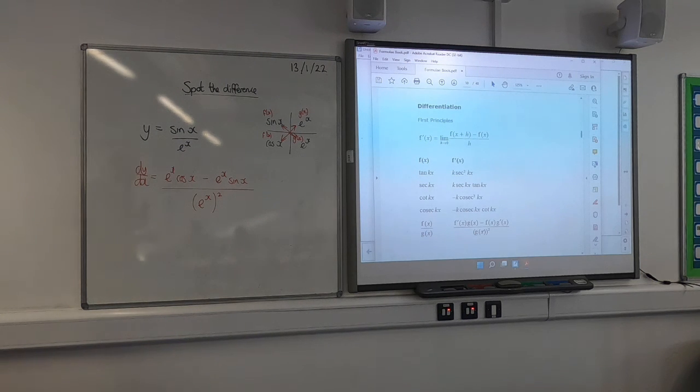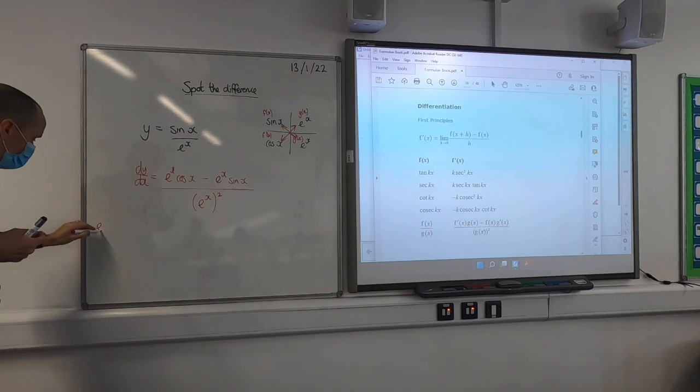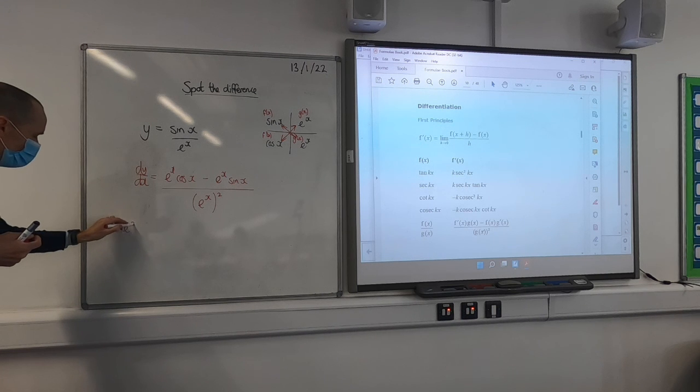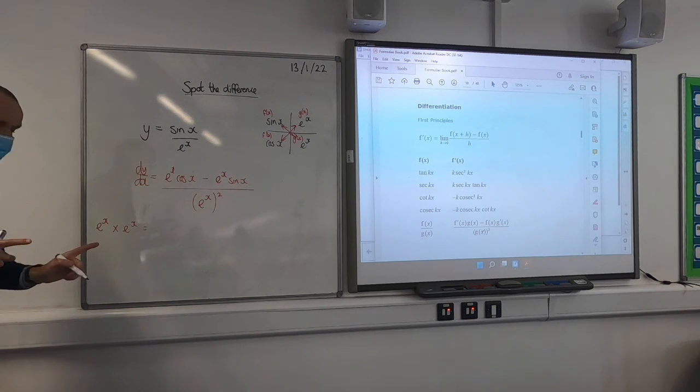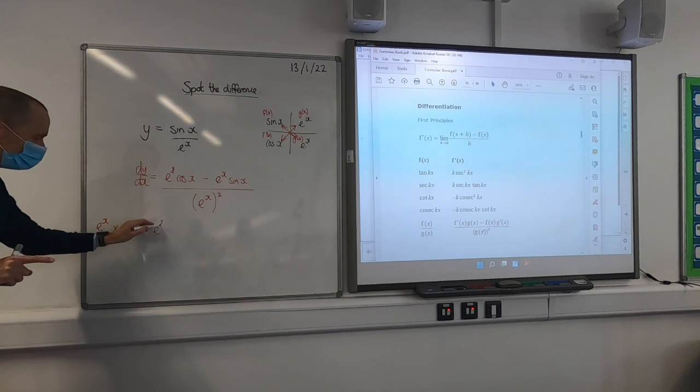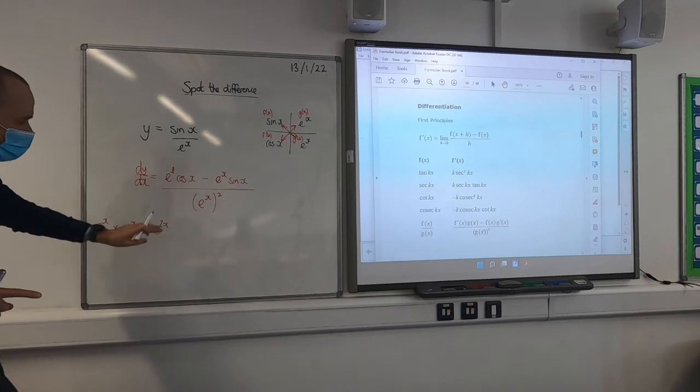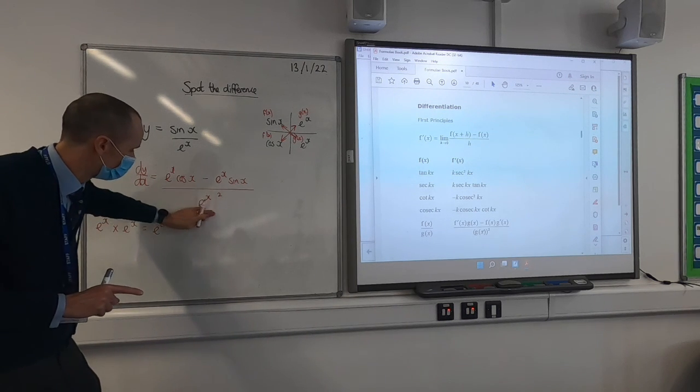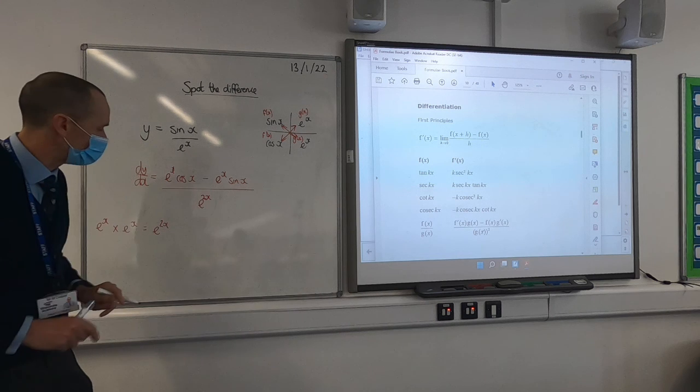And I'm hoping you can see that e to the power of x times e to the power of x, multiplying powers are the same thing, you add the powers. So actually, that's e to the 2x.